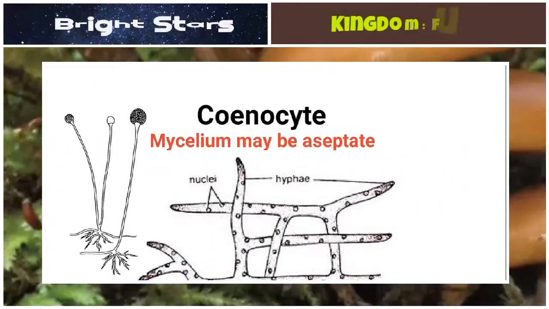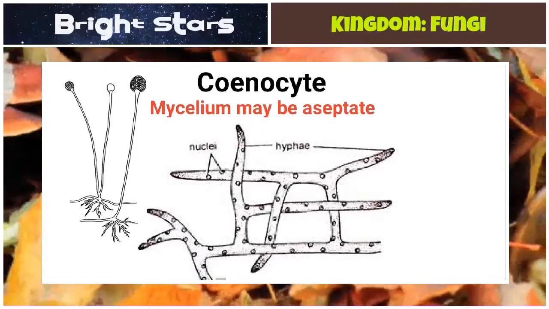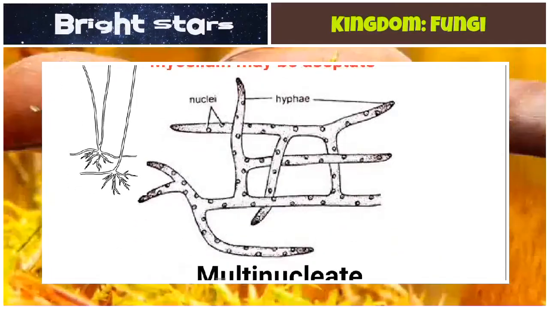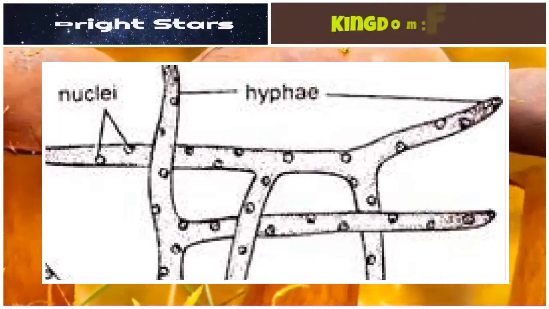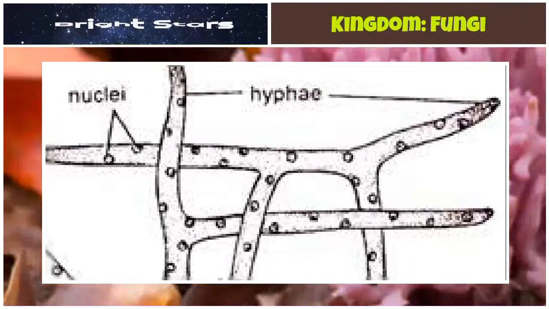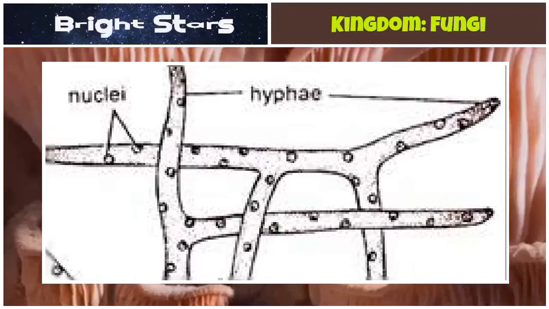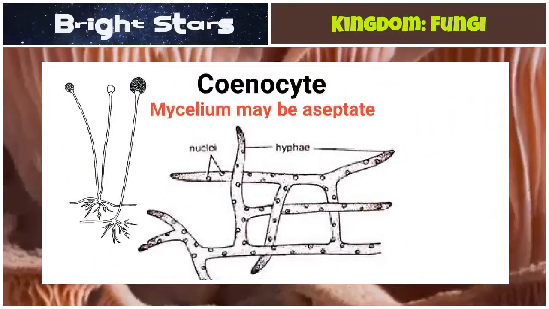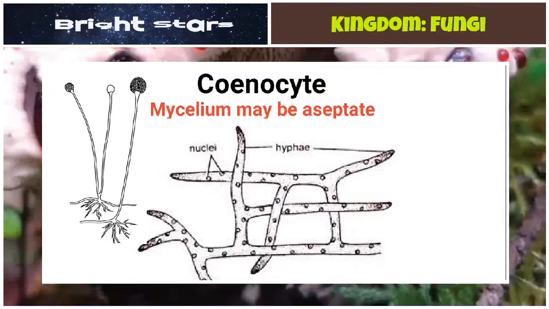Next thing is a coenocyte. Here a coenocyte means mycelium may be aseptate with many nuclei. You can see in this hypha, septa or cross walls are not present. In the same hypha, many nuclei are present. This multinucleate condition we call the coenocytic condition. We can see this in Rhizopus also.